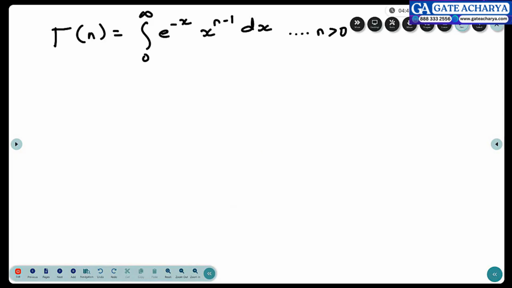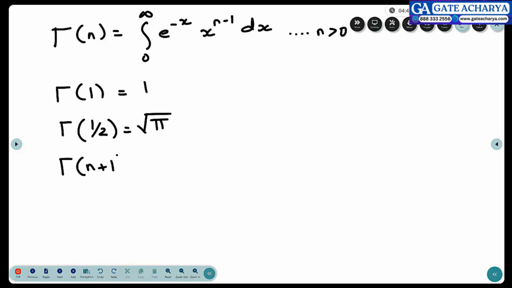Now write down: when n value is 1, the value of the integral is 1. When n value is half, the value of the integral is root pi. Just learn these two values, and then we are going to use a famous property. The property goes like this: gamma n plus 1 equals n gamma n.